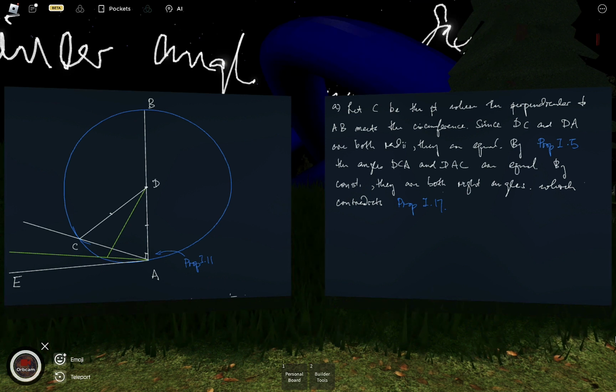Yeah, what do you mean? This is not the best diagram. What do you mean drop a perpendicular? What are the hypotheses here?